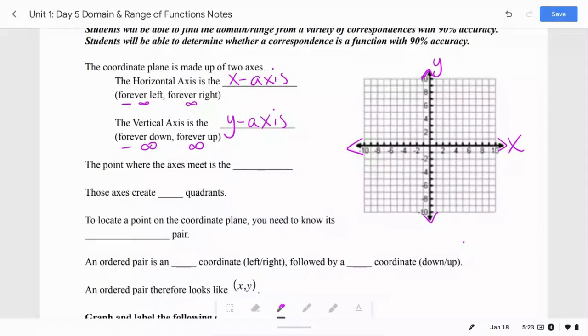The point where the two axes meet is known as the origin. The origin is always at the coordinate 0, 0. So I'm going to label that on my diagram.